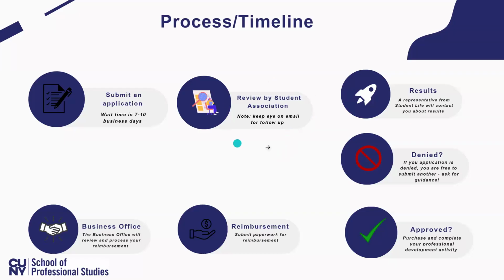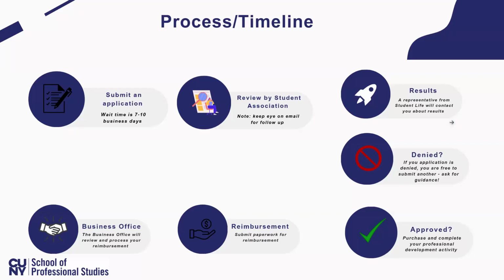This is where we might follow up for any clarification in your application. Then you get your results. So a student life representative will contact you about your results. And what happens if you get denied? If your application is denied, you are free to submit another. Feel free to ask us for guidance. Feel free to follow everything. If following these steps in here didn't work out for you, I'm happy to meet with you directly and talk to you about what a successful application looks like.